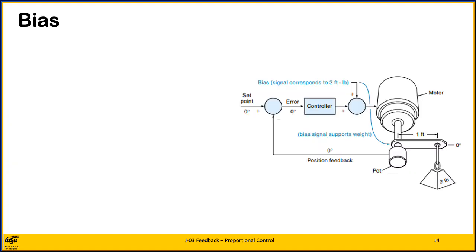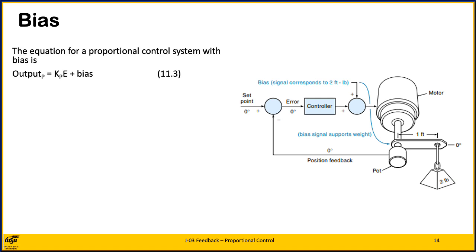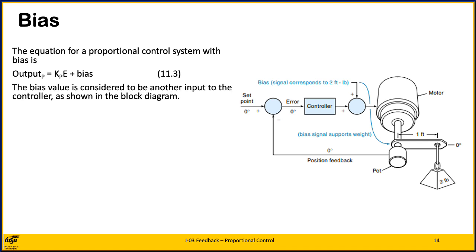One way to deal with the gravity problem is to have the controller add in a constant value to its output that is just sufficient to support the weight. This value is called the bias and is the same value that an open loop system would give to the actuator. The equation for a proportional control system with bias is output P is equal to KpE, as before, plus the bias, and this new formula is called equation 11.3. The bias value is considered to be another input to the controller, as is shown in the block diagram.